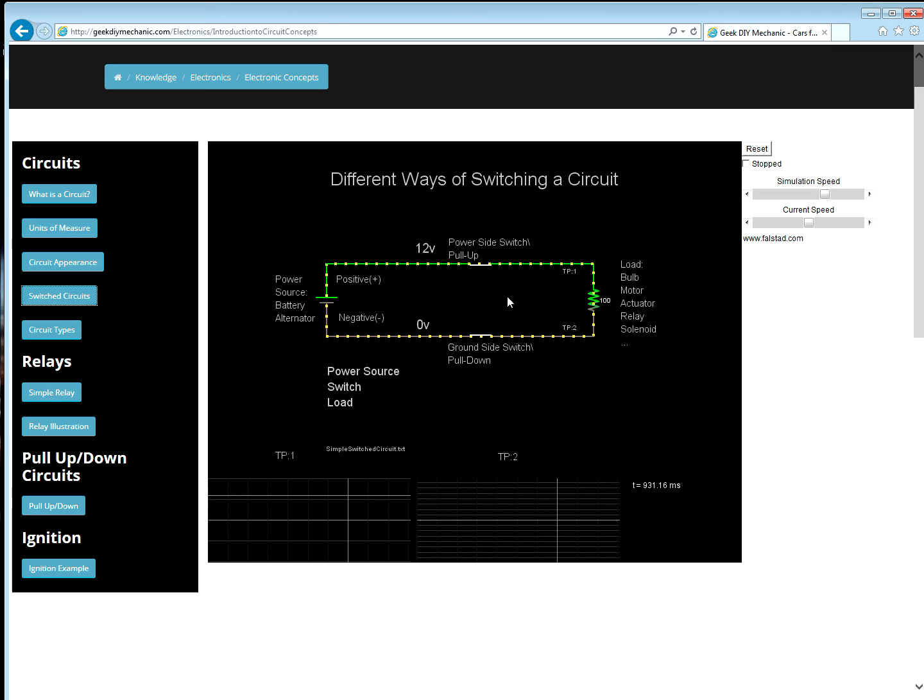So let's see that again. So right now it's at 12 and 0. Open it. They both drop to 0. See that right here? And we're looking at these test points, because that's usually where you back probe in at a sensor. And then when you close it, it pulls up this value. Remember, it was at 0 and now it pulled it up to 12. This still stayed 0 because it's on the other side of the load.